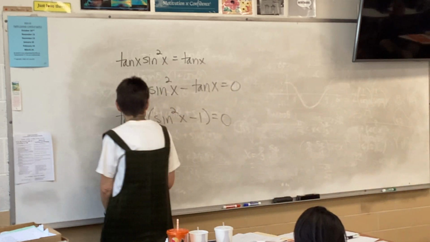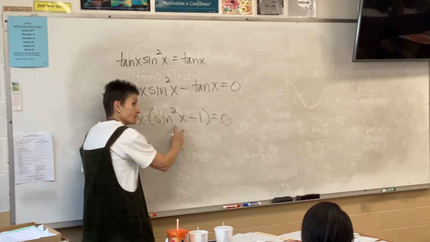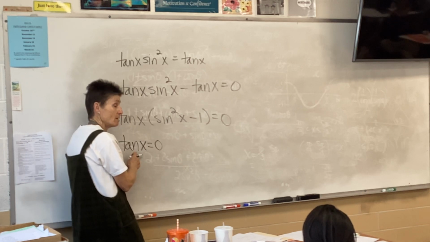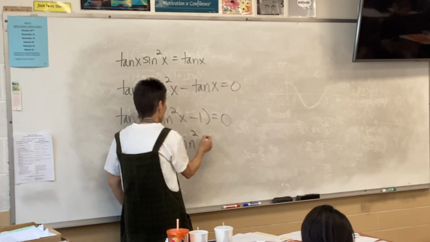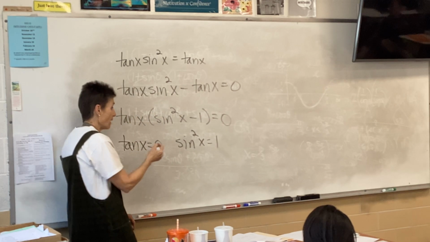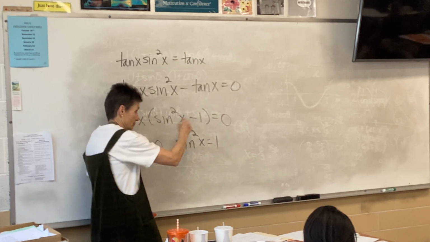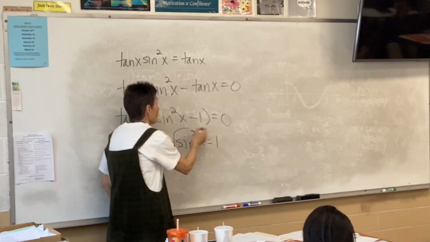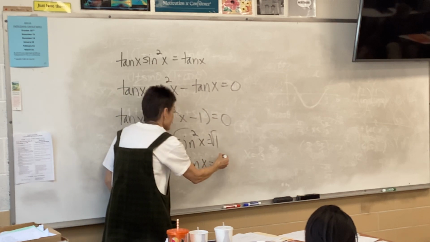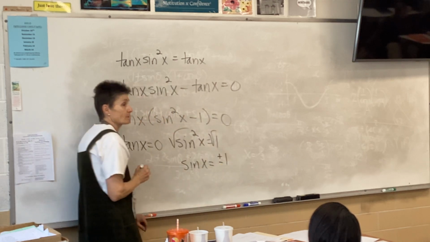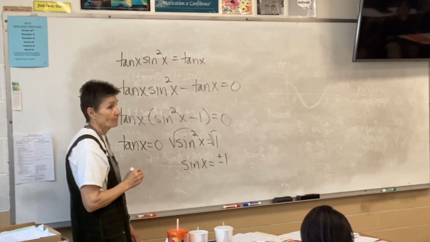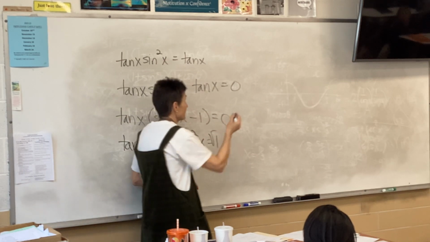Once you get it factored, then what do we do with these guys? Set equal to 0. So the tangent is 0 somewhere. And sine squared is 1 somewhere. Now, how do I solve it when it's sine squared? Square root both sides? When you square root them, just like in regular algebra, it's plus or minus. Now, these are zeros and ones. I'm thinking I better look at my circle.